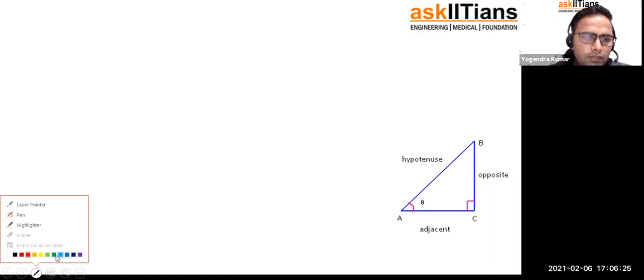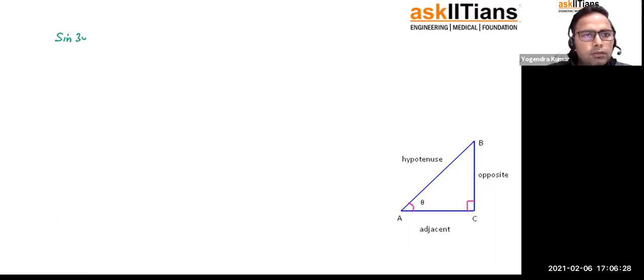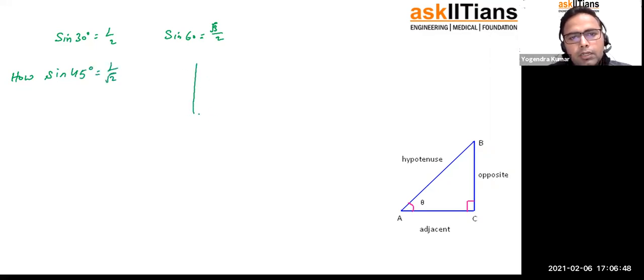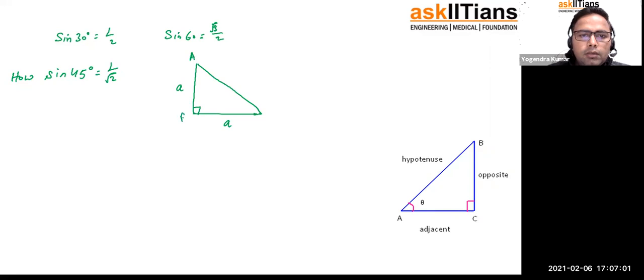Okay, so we have understood how sine 30 is half, and we have seen sine 60 is root 3 by 2. Now we want to see how sine 45 degree is 1 by root 2. So for this I'll be requiring another triangle, a right angle triangle, but an isosceles right angle triangle. So this is A, this is A, now A, B, C.